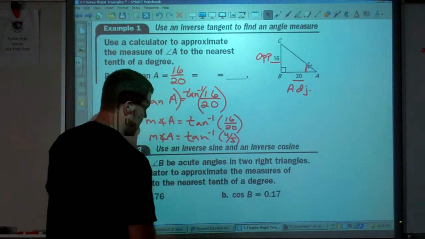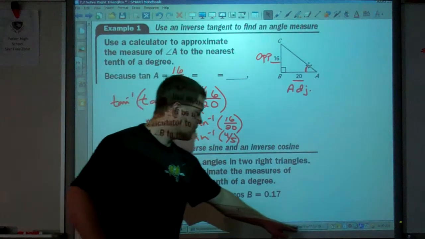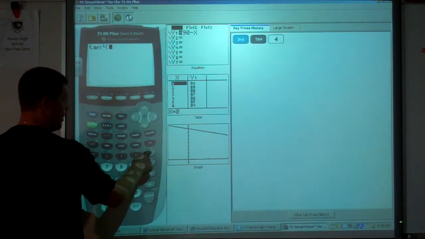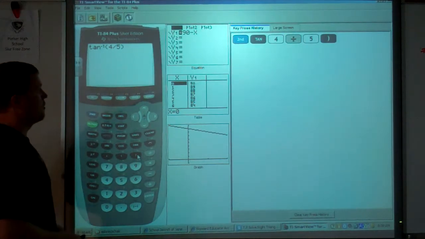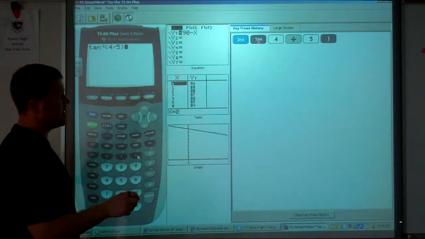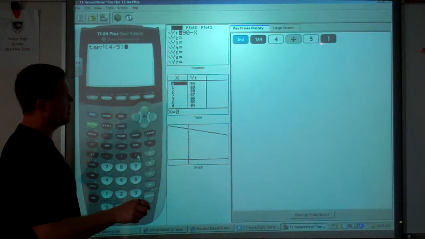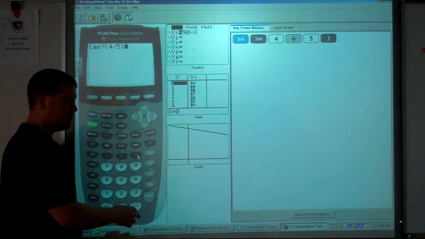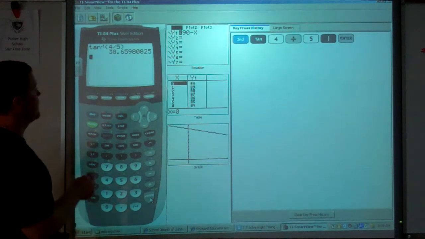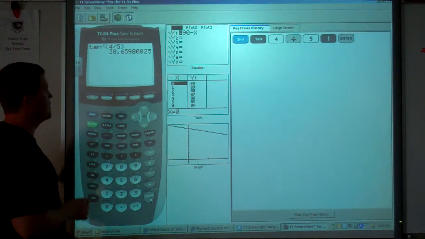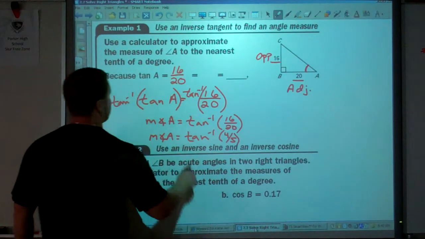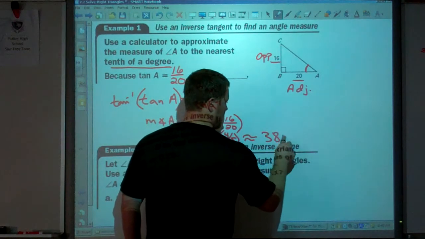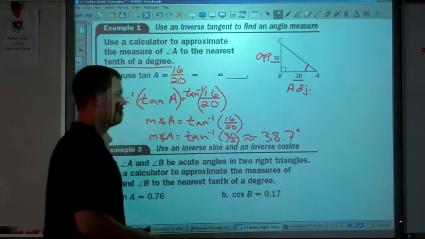So plugging that into your calculator. We're taking the second tangent inverse of 4/5. So there are my keystrokes: second tangent, open parenthesis, 4 divided by 5, and then close my parenthesis. Again, your calculator should be in degree mode. And we find that the angle measure is 38.7 degrees, because it was nearest tenth of a degree. So 38.7 degrees.